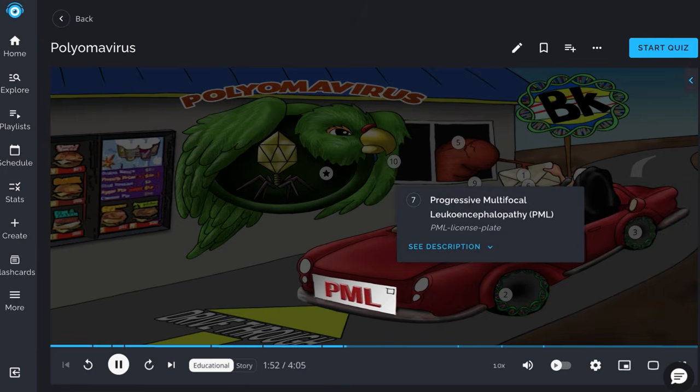This polyomavirus is capable of causing progressive multifocal leukoencephalopathy, or PML, which is a severe, rare inflammatory disease of white matter in the brain, illustrated here by the PML license plate. Of note, the drug natalizumab, which is a recombinant monoclonal antibody used in the treatment of relapsing remitting multiple sclerosis, can lead to the development of PML at a rate of approximately 4 cases per 1,000 patients.